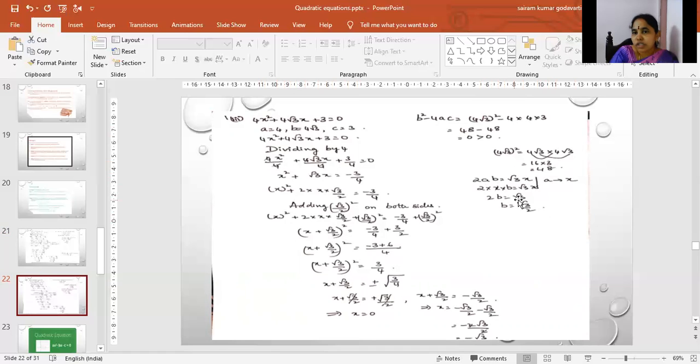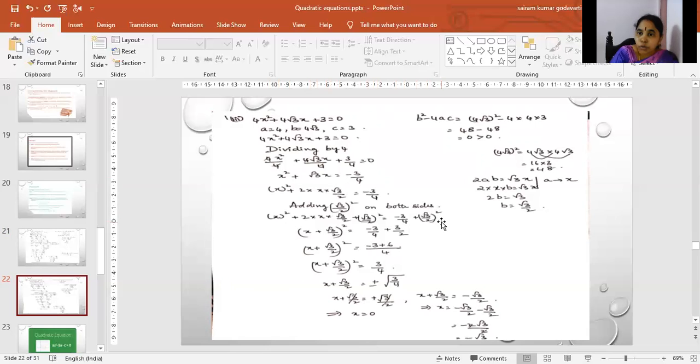So 2b is equal to root 3, b is equal to root 3 by 2. So adding root 3 by 2 whole square, and remember in the previous example it was a square minus 2ab, now it is a square plus 2ab. So adding root 3 by 2 whole square on both the sides, x square plus 2 into x into root 3 by 2 plus root 3 by 2 whole square, is equal to minus 3 by 4 plus root 3 by 2 whole square.